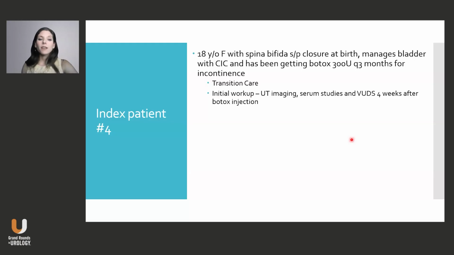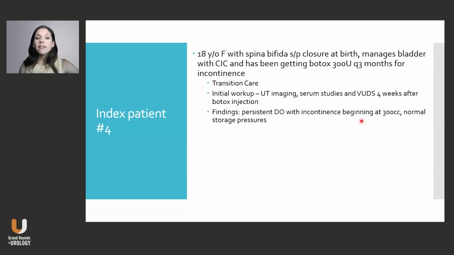That initial workup is going to consist of her upper tract imaging, serum studies, video urodynamics if she hasn't had any. I make a point of noting to do the video urodynamics after you do a Botox injection. So in my practice, I tend to wait like 4 weeks after a Botox injection to do a video urodynamics. Botox tends to take effect after about 2 weeks, so that's not a wrong answer. I just give it a little time. My goal is to understand how this patient is doing between her Botox injections, not necessarily how she is doing when the Botox is worn off. So that would be my practice.